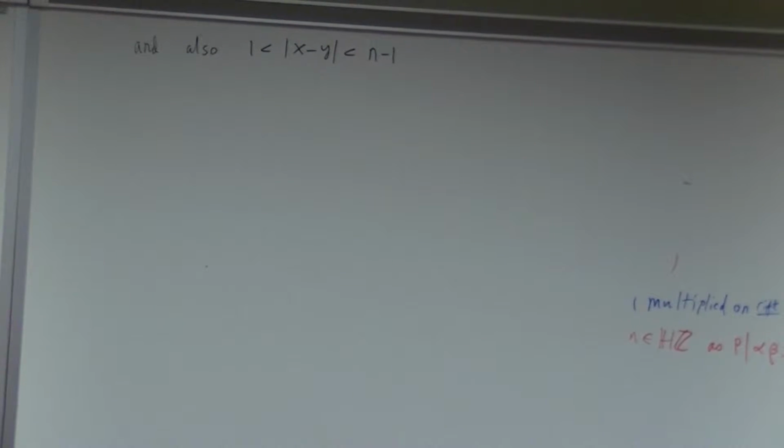If they're equal, we could get 0. That's forbidden. The absolute value of x minus y is the distance between x and y, right? A fact that those of you who are in real analysis are painfully aware of. Let's see here. And then x minus y can't be n, right? Because why is it less than n minus 1?